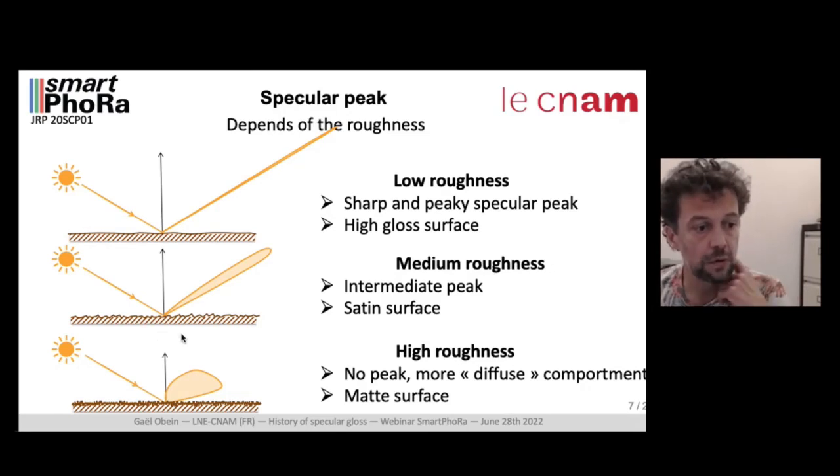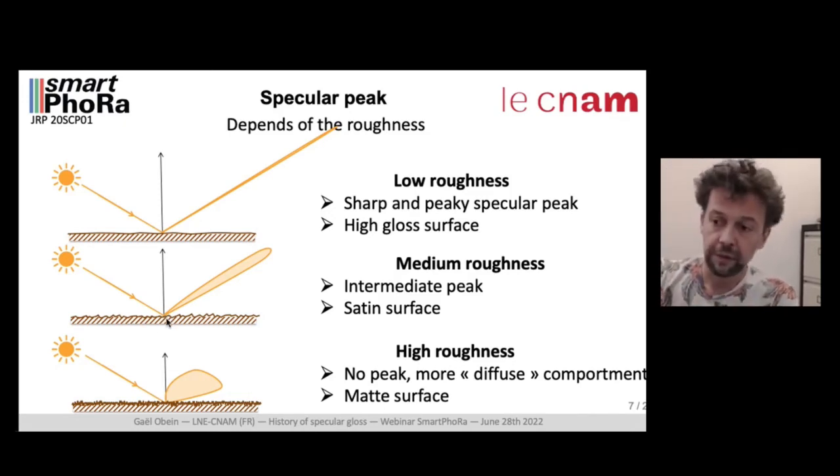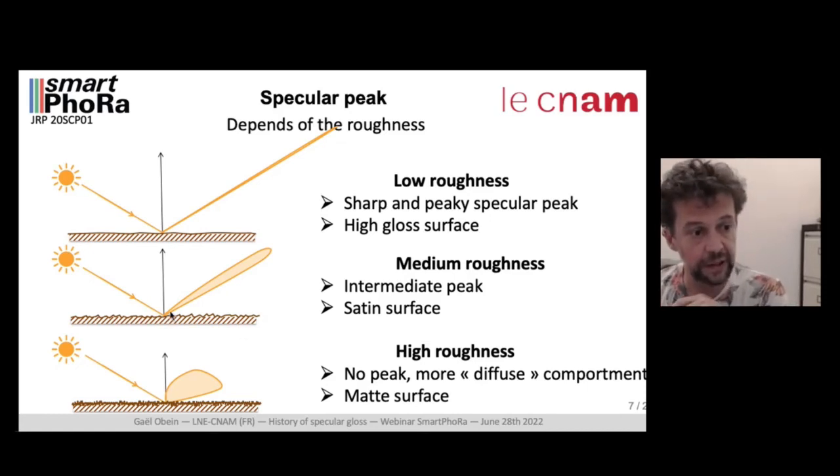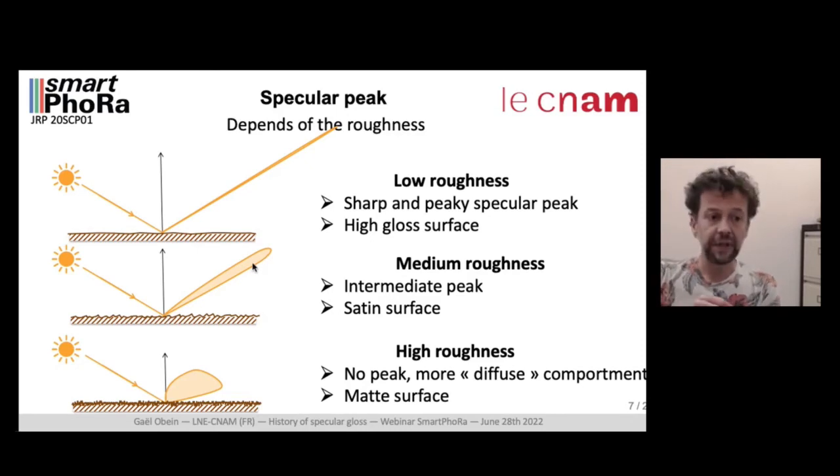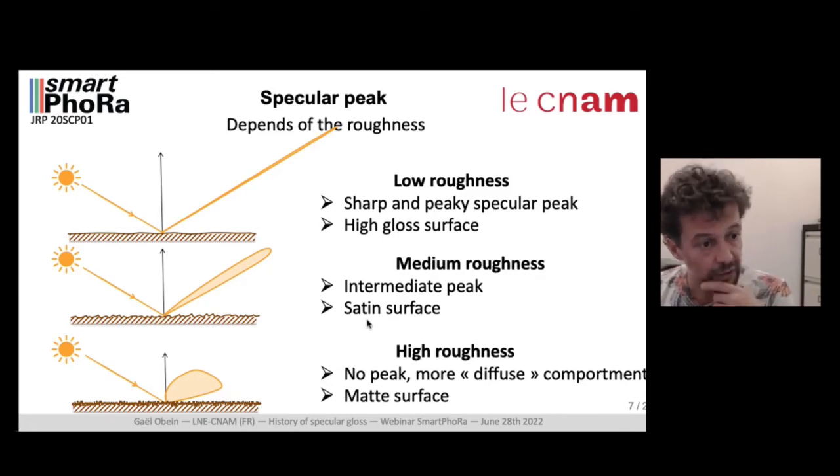Now, if you go to a more medium roughness, then the light will hit different orientations of that roughness and will be reflected in a direction that is not only the specular. You will see your peak getting larger, but also smaller at the same time, because the integral you have here is almost constant. This is a less glossy surface. This is a satin surface because the roughness has increased.